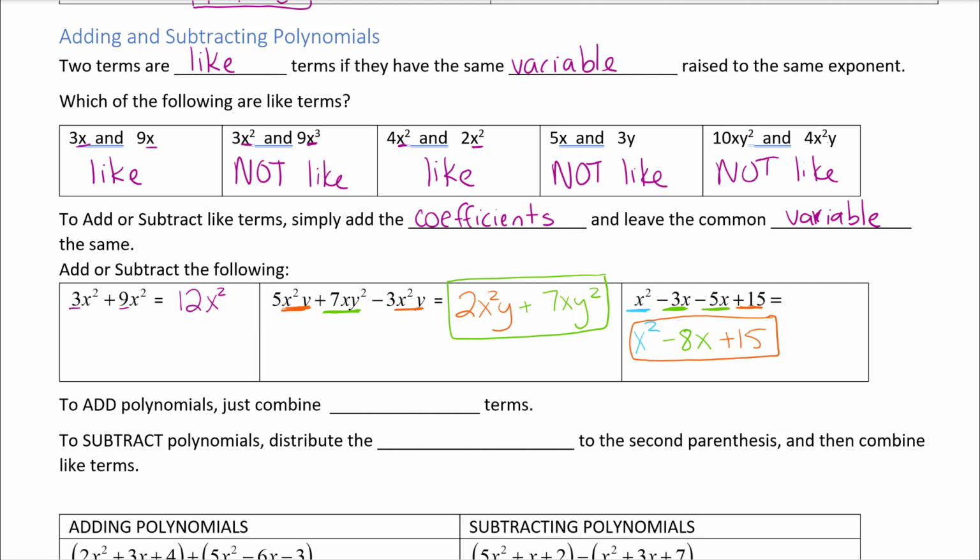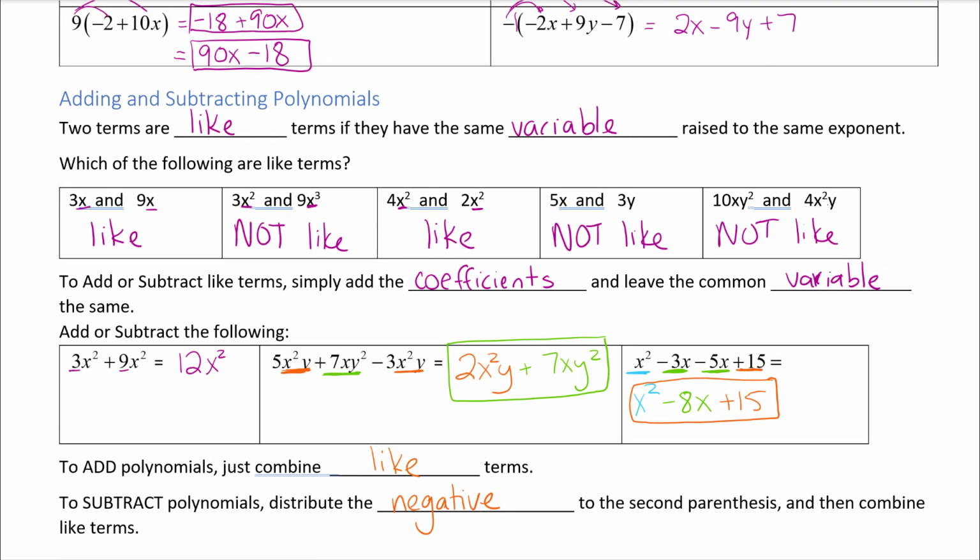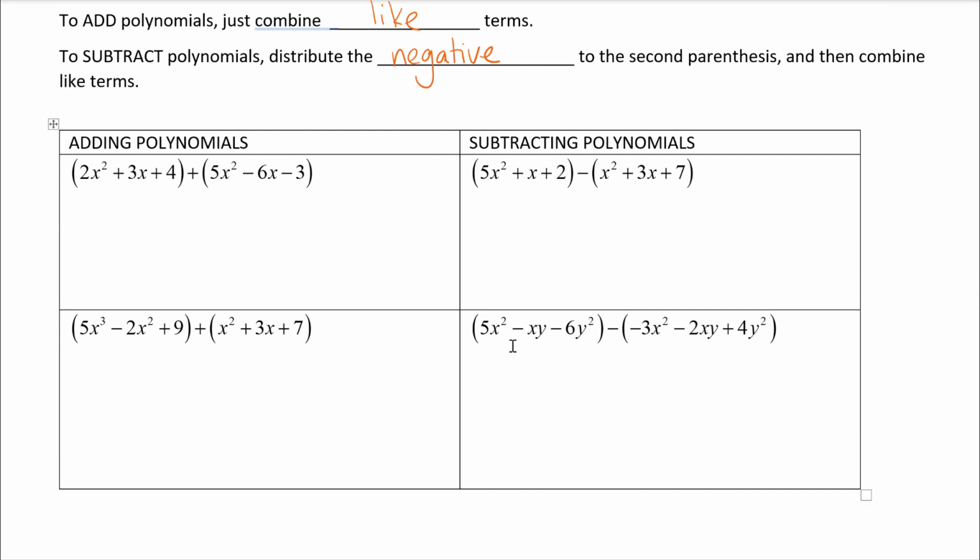Next, when you're adding polynomials, this is very similar. Instead of just terms, you have a polynomial plus another polynomial. You're just going to combine like terms. Now, if you're subtracting polynomials, you first need to distribute the negative sign to the second parentheses, and then you're going to combine like terms. So I have some examples here of adding and subtracting. The adding is on the left, so let's go ahead and do both of those on the left first, and then we'll come back and do the right.